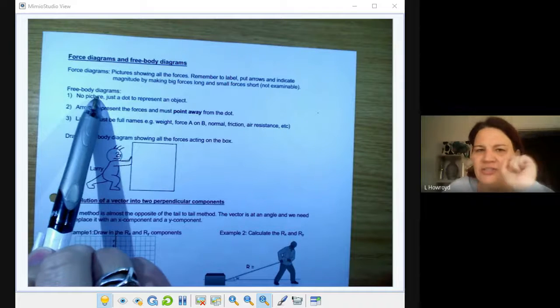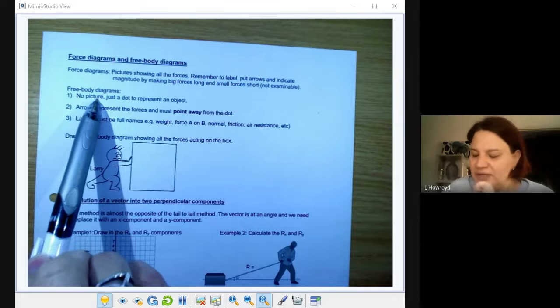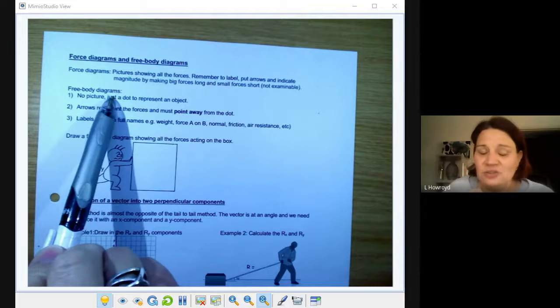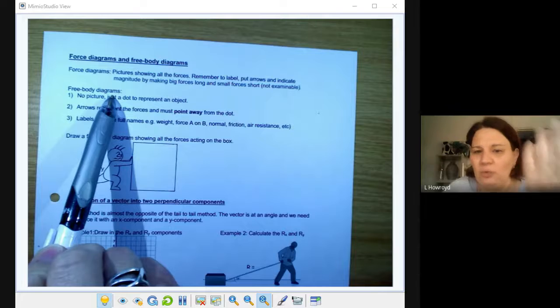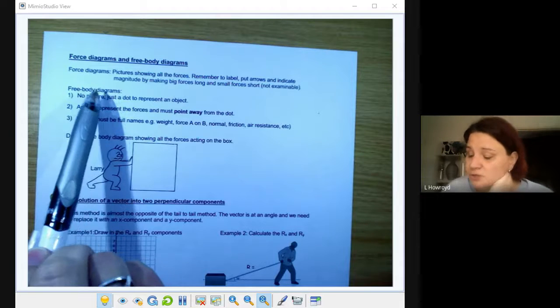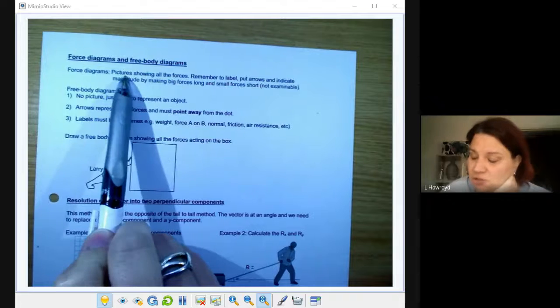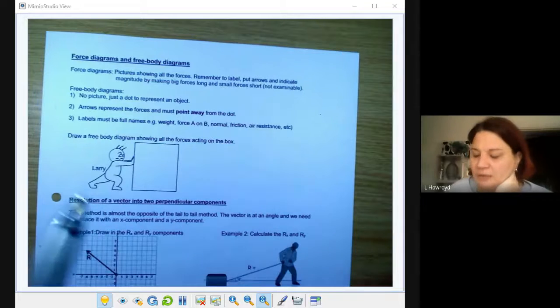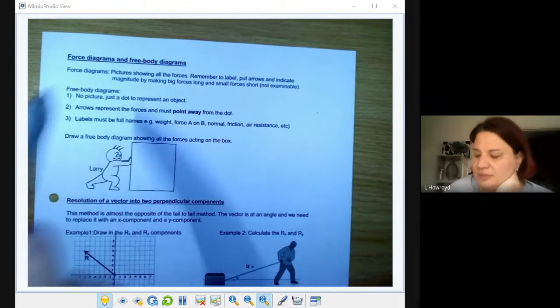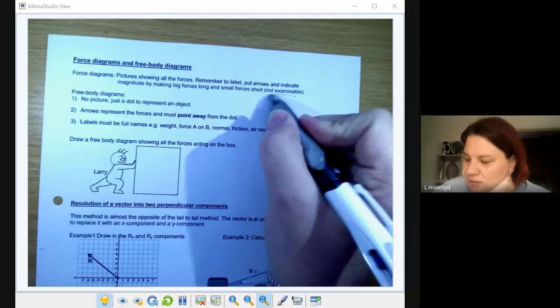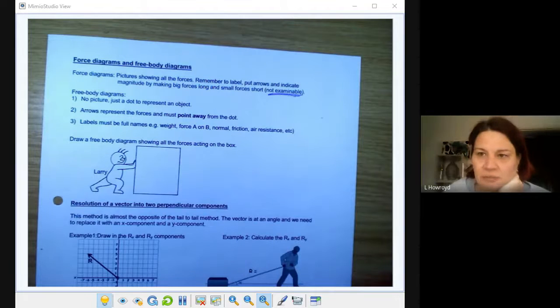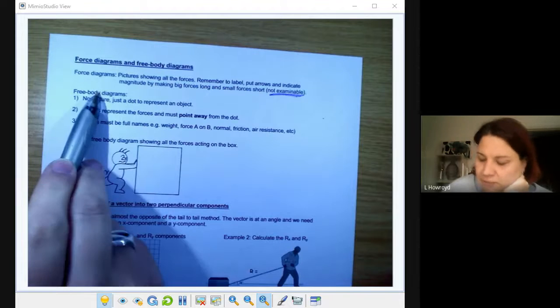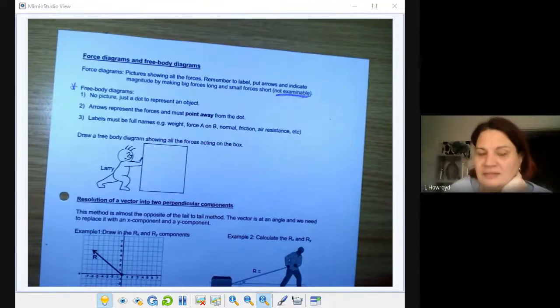I actually started you last year when we did grade 9 and those vectors. I started you on free body diagrams, but obviously I didn't call them that. I just called them force diagrams for you. So force diagrams are pictures showing all forces. Remember to label, put arrows, whatever. I'm not worried about the force diagrams. As you can see here, it says not examinable. So force diagrams are not examinable. However, free body diagrams are. And these are the most important ones.